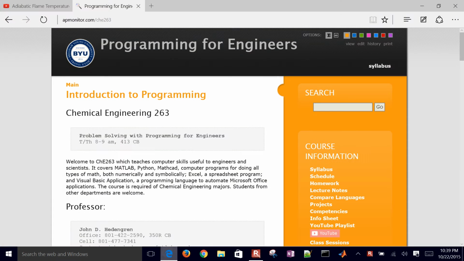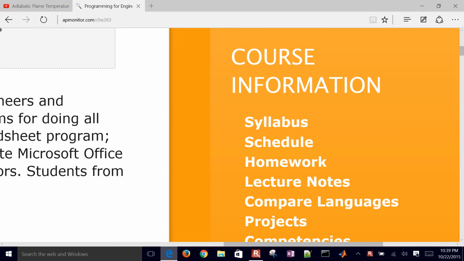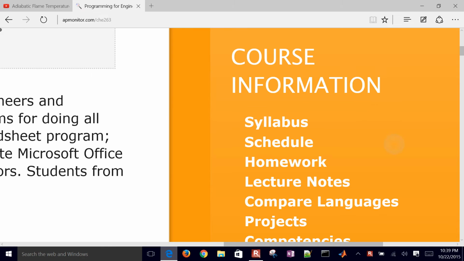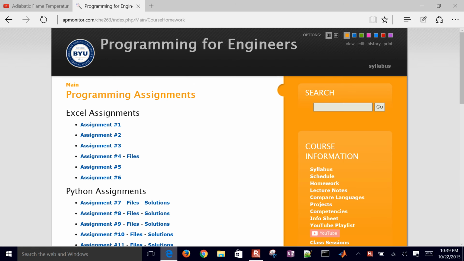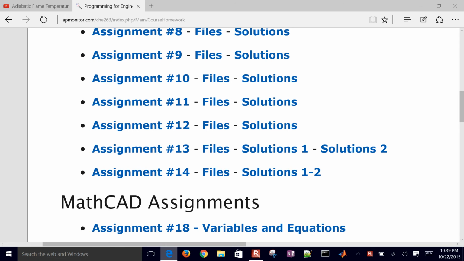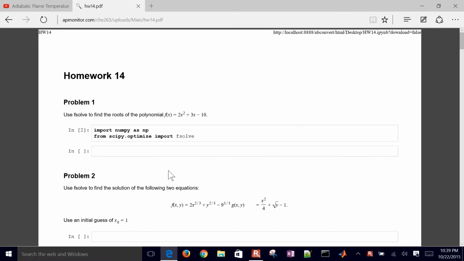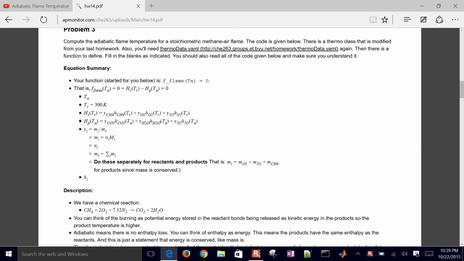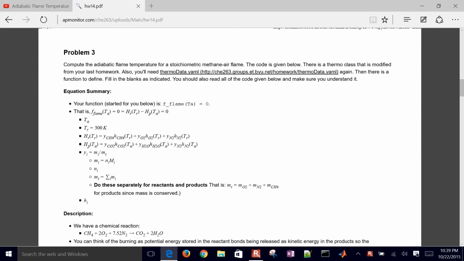We're going to go through an example exercise in Python programming on how to compute an adiabatic flame temperature. So the homework is right here on the right of the course website at APMonitor.com/CHE263. If you come down to homework and then just scroll down, we're on assignment number 14. And so you can look at the solutions to problems 1 and 2. Those are just simple one variable, two variable problems. We're going to jump down to problem number 3, which is an adiabatic flame temperature for a methane air flame.